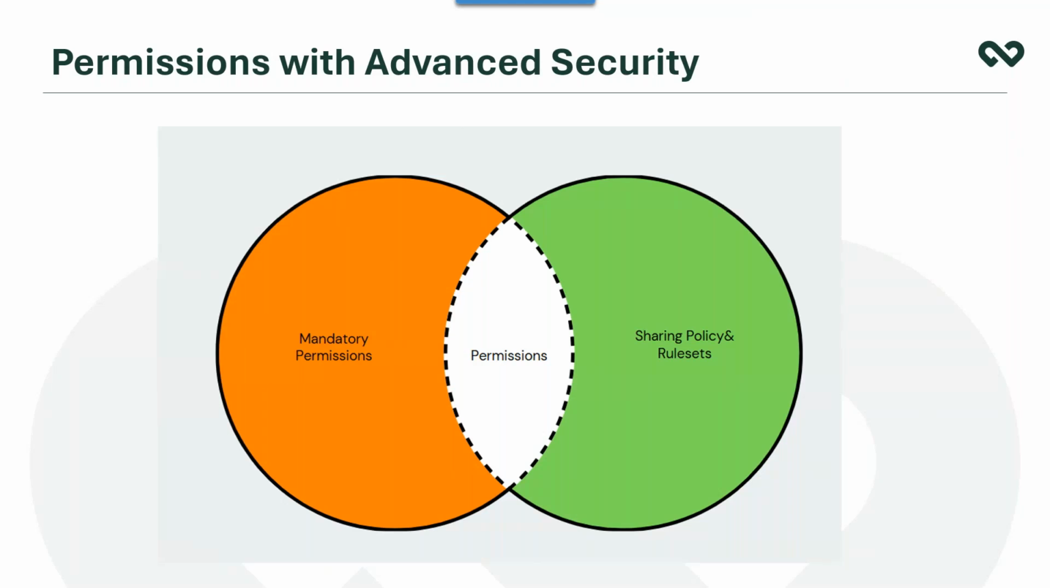As I mentioned earlier, permissions are cumulative, so this diagram is a simplified way to visualize it. Think of the overlap as a way to highlight how mandatory rules and sharing policies work together. When a new record is created, the user's effective permissions are determined by both mandatory permissions and sharing policies in place at that moment.